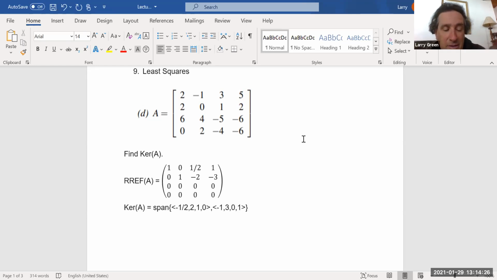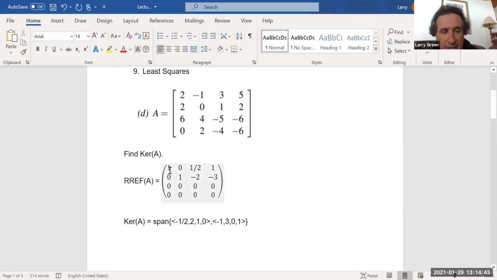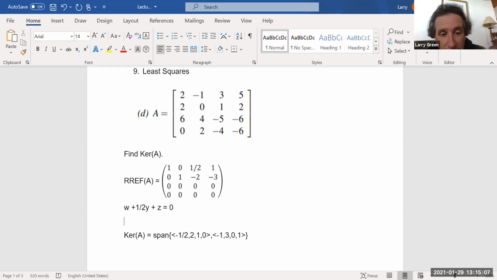Because RREF with a computer is very easy. And again, if you need me to explain how I got these 2 vectors, if you don't remember how to do that, I can do that. But it's not hard if you know what to do. Okay, so what I did in my head is I realized I wrote it in parametric form. So I said, let's call it W, X, Y, and Z. Sound good? So I said W plus 1/2 Y plus Z equals 0.